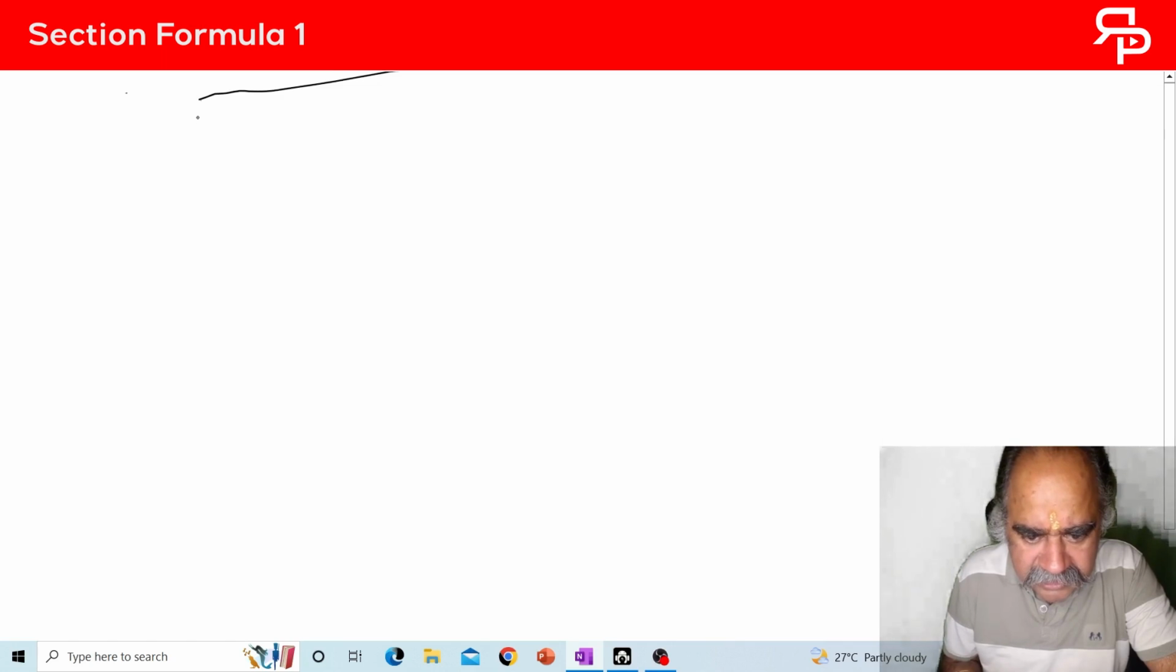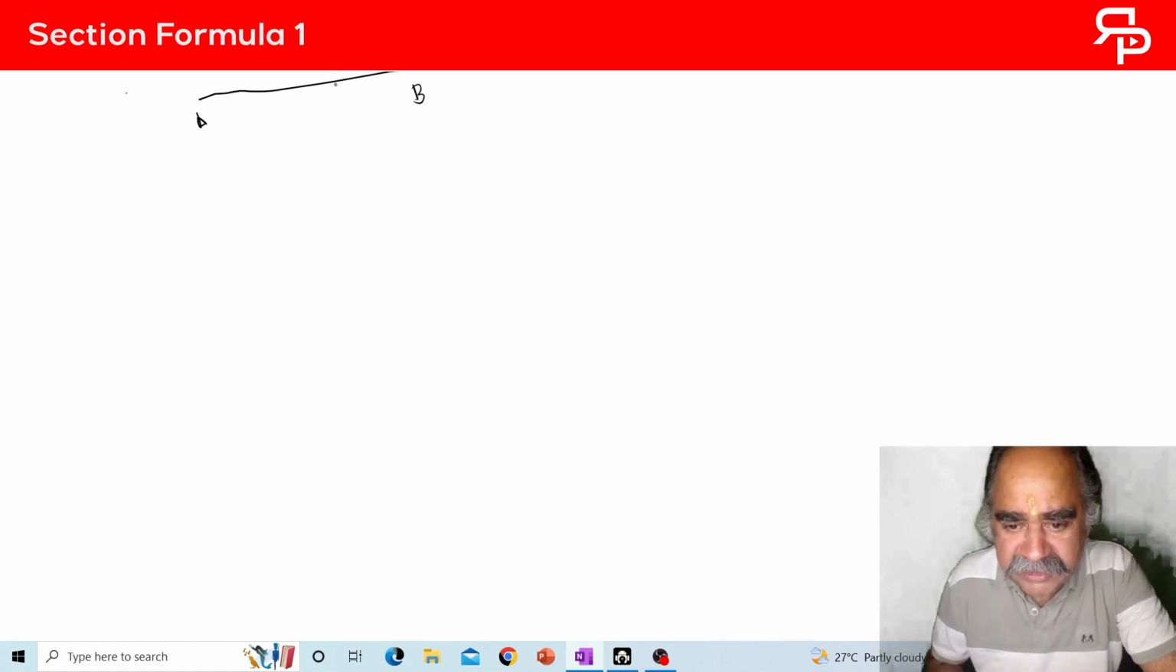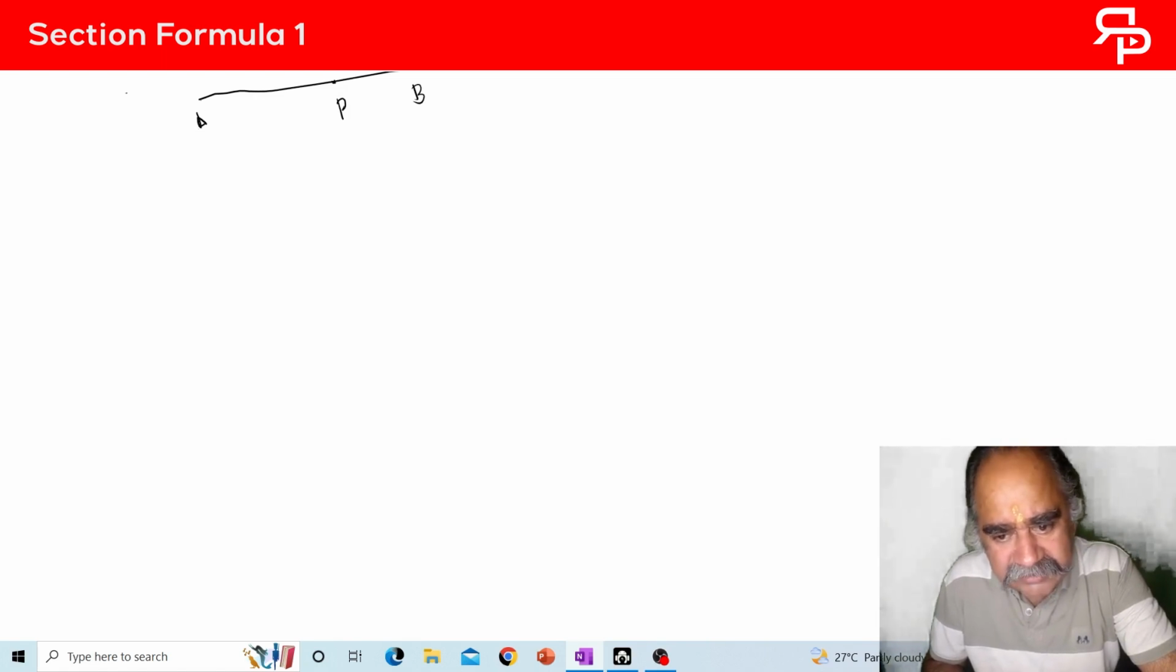This is segment AB, A, B. In this case, suppose point P is dividing segment AB internally. Internally means point P lies between A and B. So the ratio is what? Length AP upon PB. That means ratio is what? From the first point of the segment to the point which divides, upon the point which divides to the second point of the segment, is the ratio.